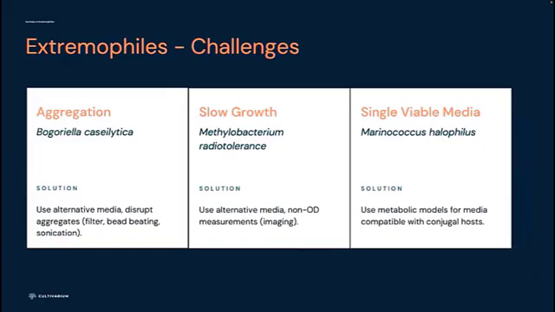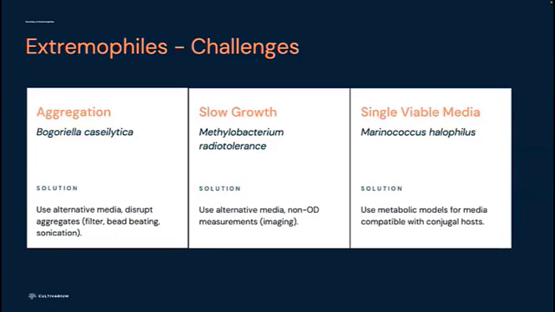As I mentioned before, extremophiles are not easy to work with, and we encounter some challenges. The first one being aggregation. Aggregation can make the growth parameter analysis very inaccurate, and also the presence of aggregates may result in inefficient genetic modification. The potential solutions that we suggest to overcome this issue include the use of alternative media and disrupting the aggregates, either by filtering, bead-beating, or sonication.